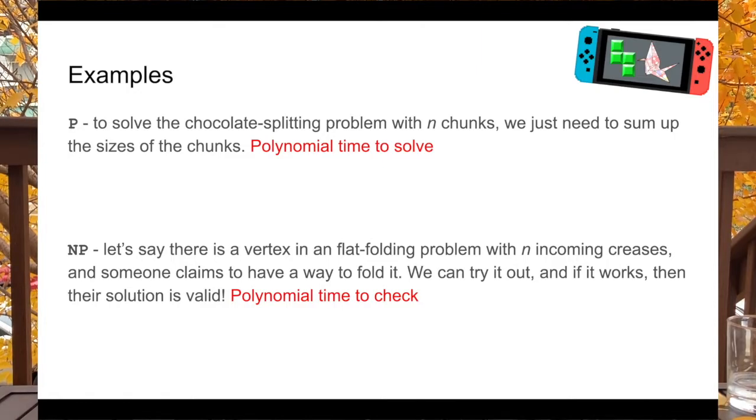Here's some examples from the problems we discussed today. The chocolate splitting problem can be solved just by taking the sums of the odd and even numbers alternately, and therefore it can be solved in polynomial time. On the other hand, for flat folding, if someone tells us an assignment of the edges, that is either mountain, valley, or not taken for each of the edges, we can check if this produces a flat folding origami design just by trying each of those orientations of the folds and seeing if the folded thing lies flat on a table. That is, we can check a solution very quickly.